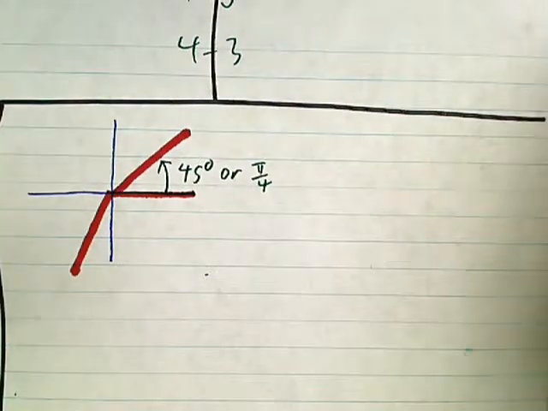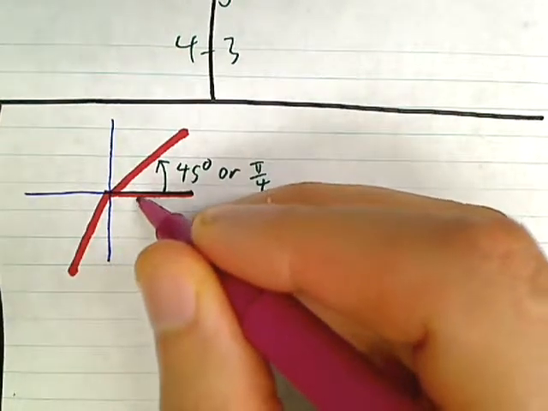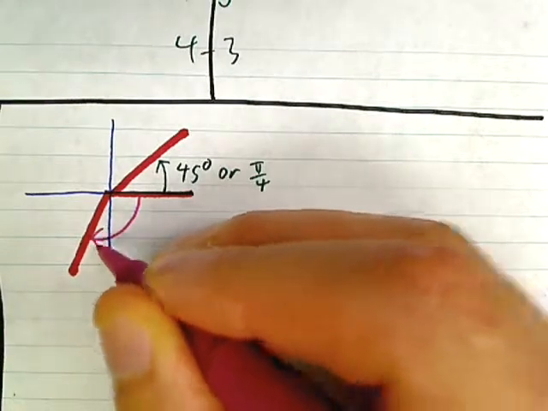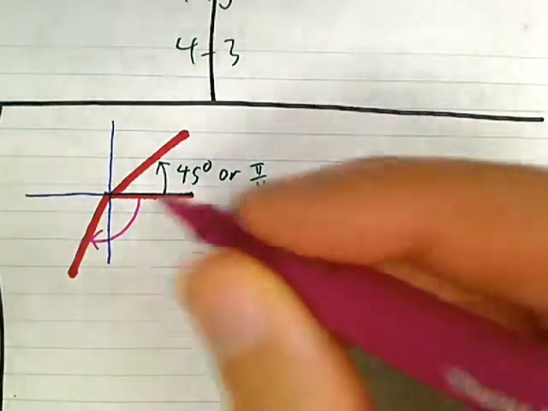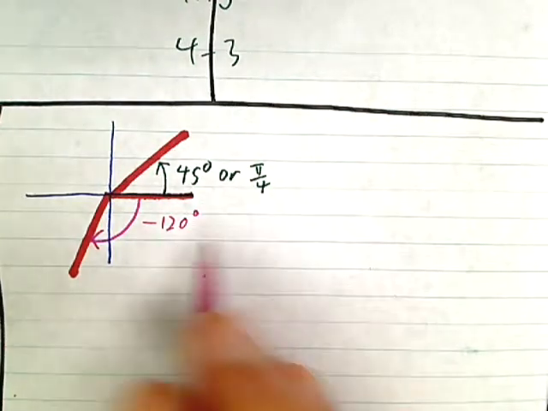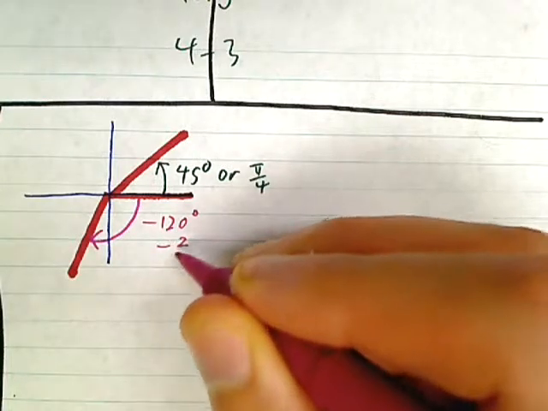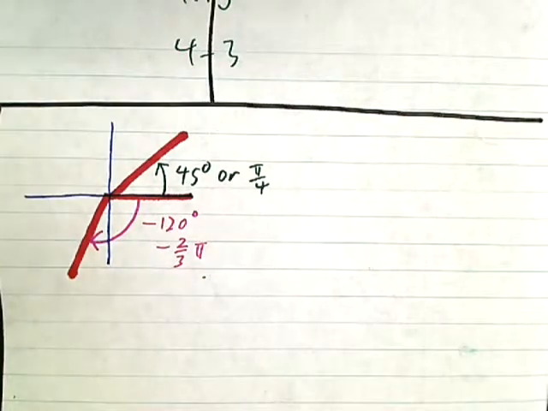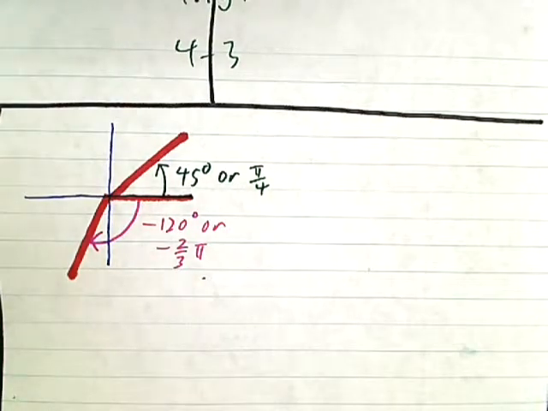Here we go. Let's look at this angle down here. This angle started at the x-axis and went down. So this is, let's say, negative 120 degrees, or 120 over 180, negative 2/3 pi radians. One or the other. So there's a couple of different angles I put in the same set of axes.